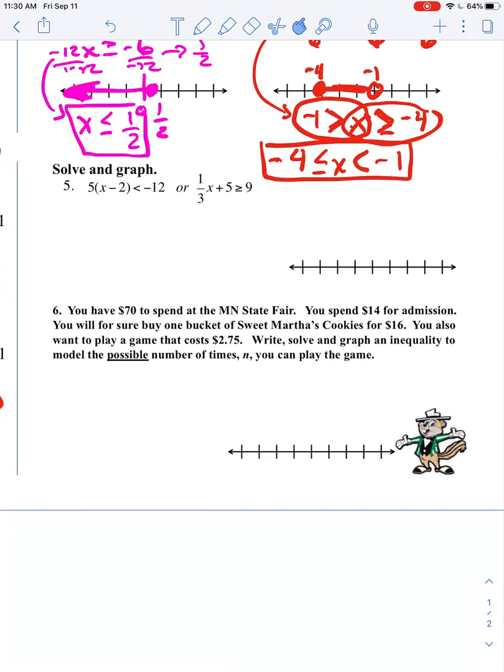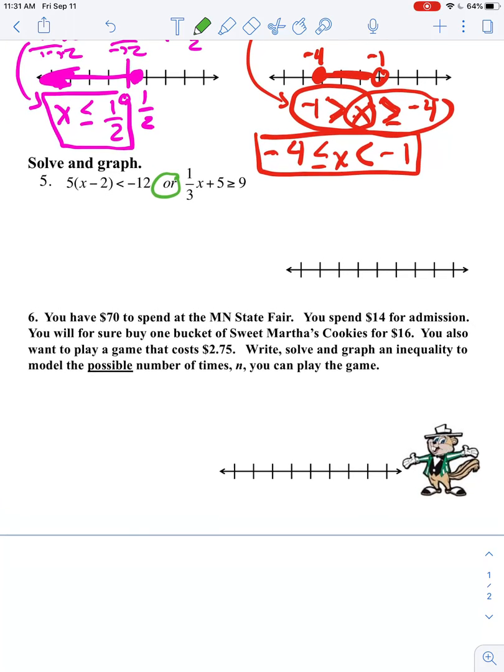All right. This one's going to be an or statement, and with an or statement, I already know I'm expecting kind of two arrows facing away from one another. This, unfortunately, is a sneaky way to make you do two problems at once because you're going to just have to solve them separately and then graph the two parts. There's not a way to do them together like the last problem. So I'm going to go ahead and distribute my 5 and get 5x minus 10.